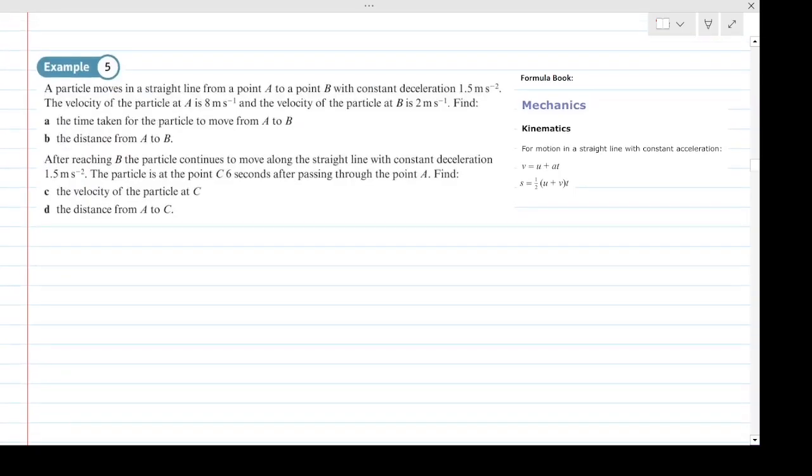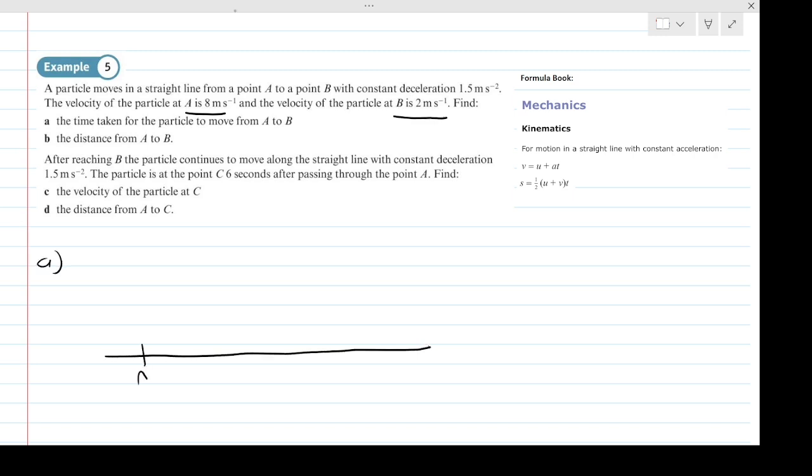There's a lot of parts to this one. A particle moves in a straight line from a point A to a point B with constant deceleration 1.5 meters per second squared. The velocity at A is 8 and the velocity at B is 2. So again, let's plot the information given. We have a line.